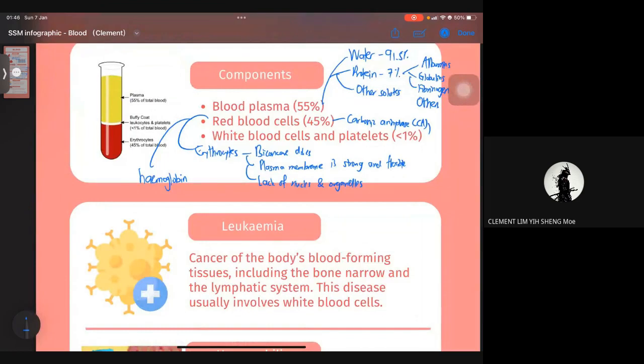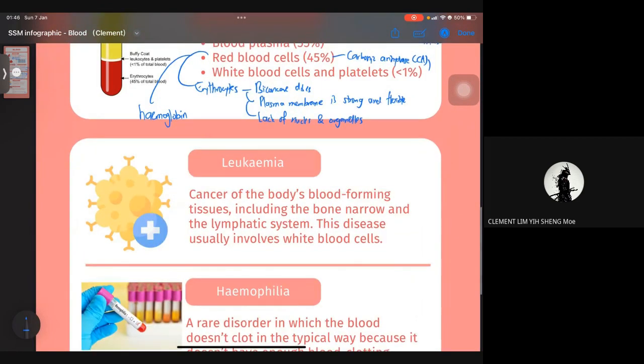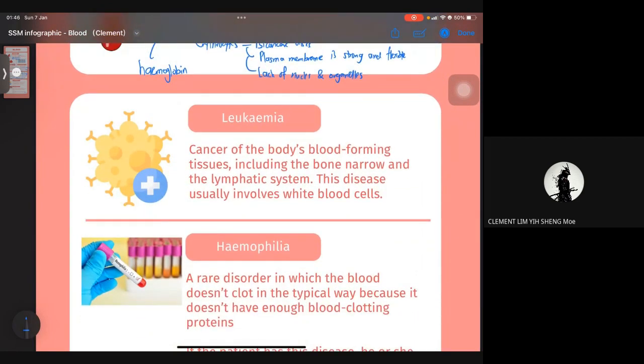After that, let's talk about the diseases that are related to the blood. First of all, let's talk about leukemia. Leukemia basically is a cancer of the body's blood-forming tissues, including the bone marrow and the lymphatic system. This disease usually involves the white blood cells.